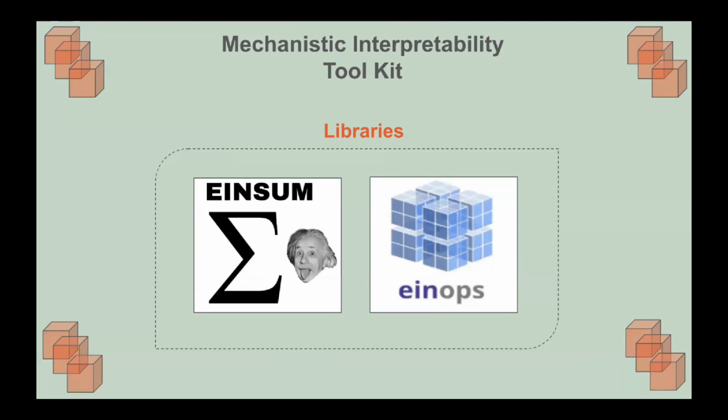And Einops, which is short for Einstein operations, can be your go-to library for reshaping and rearranging tensors. Think of it as the artist of tensor manipulation. It allows you to perform complex tensor transformations with a clear, readable syntax. Einops makes operations like rearrange, reshape, or reducing tensors super intuitive.